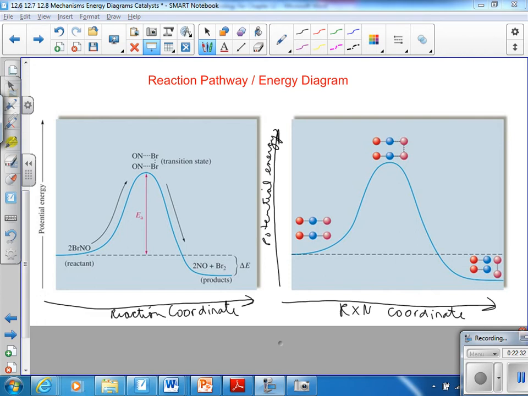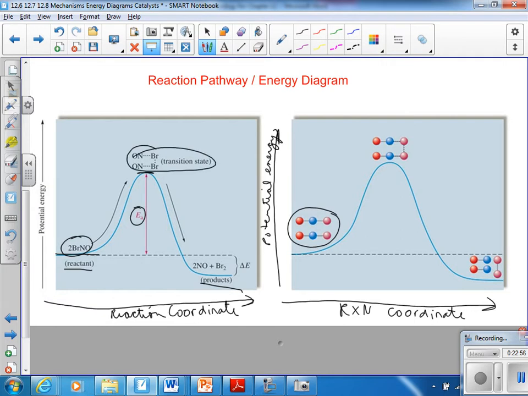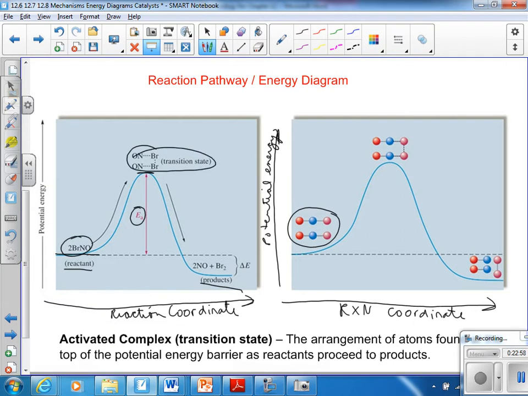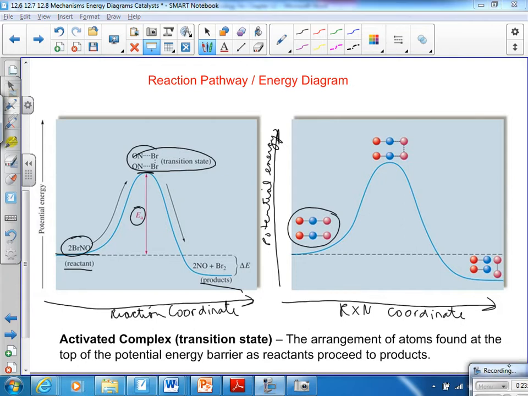We are looking at two graphs that are exactly the same. It's just on the one on the right, we're showing you the actual atoms. The one on the left, you're given the chemical formulas. So we have reactants going to products. The distance from the reactants up to the top of the hump is the activation energy for the forward reaction. Up at the top here, we have what's called the transition state or the activated complex.